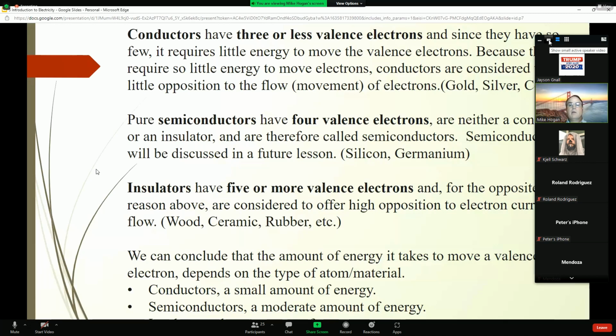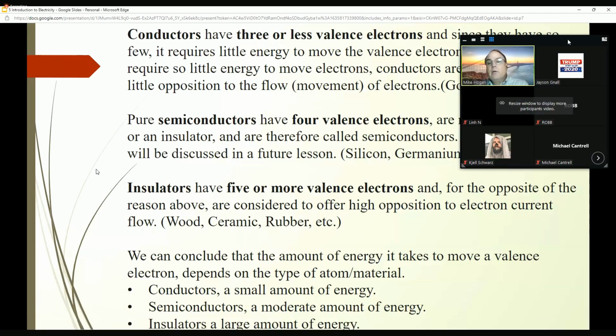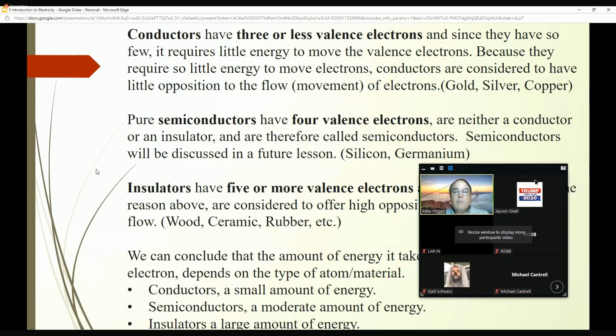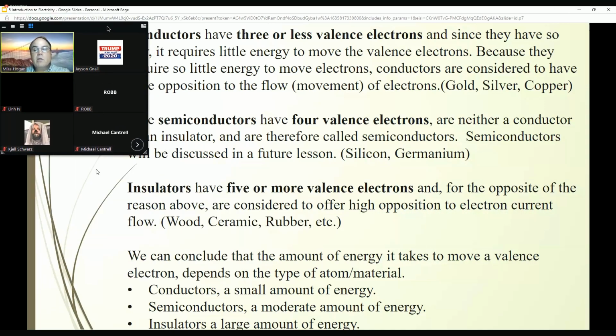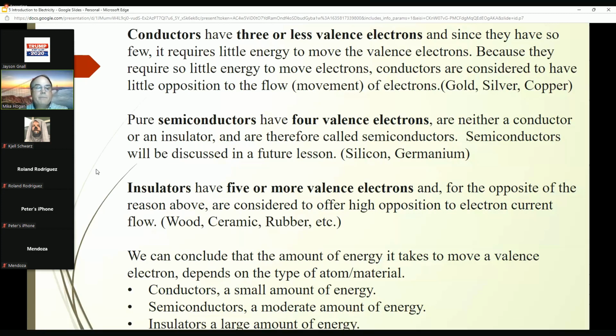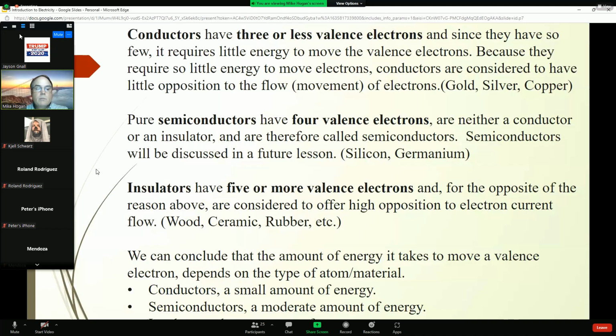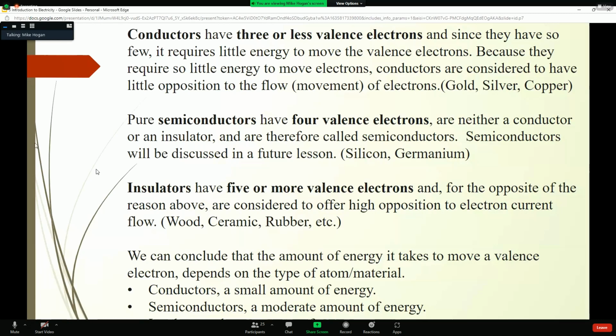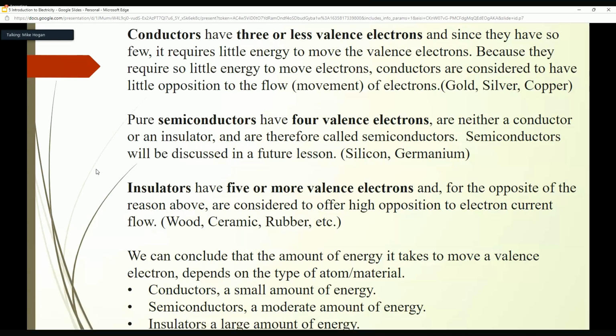And so we'll see silicon is the most popular. Germanium is also used, but we'll talk about both of those materials when we get to talking about semiconductors and transistors and p-n junctions with diodes and things of that nature. You can see down at the bottom, those 3 bullets, conductors: a small amount of energy is needed to cause that electron to move from atom to atom. Semiconductor, a moderate amount of energy is needed. Insulators, a large amount of energy is needed.